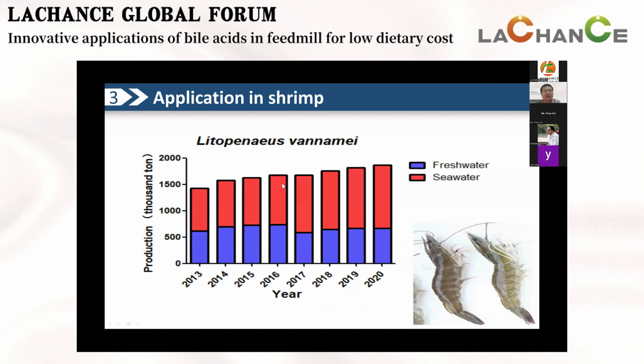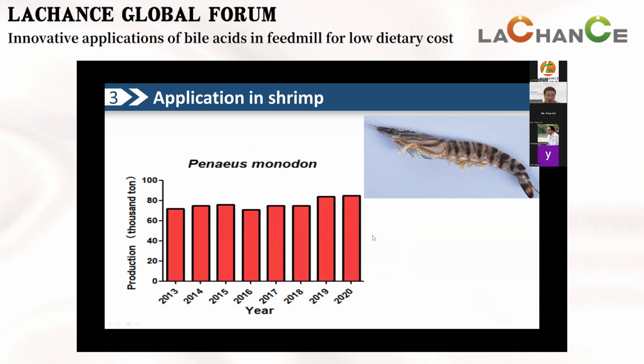And in China, the most important shrimp is the Litopenaeus vannamei. And in China, the production is close to 2 million tons. And the second most important shrimp in China is the Penaeus monodon. The Penaeus monodon production until now is about 100,000 tons in China.